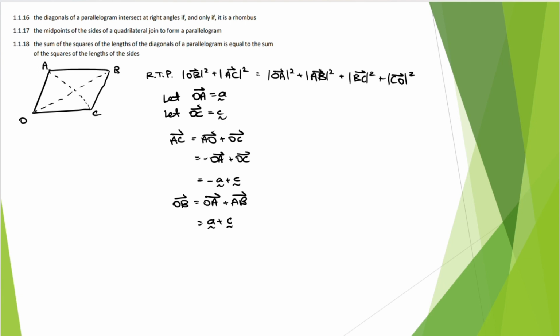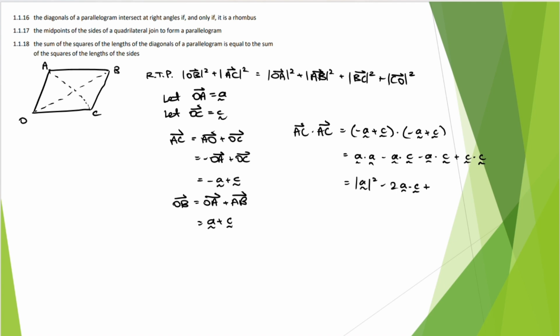And so if we have AC dotted with AC, that's going to be equal to negative A plus C dotted with negative A plus C. And so that's going to be equal to A dotted with A, take A dotted with C, take A dotted with C, plus C dotted with C. And that is equal to the magnitude of A squared minus 2A dotted with C plus the magnitude of C squared.